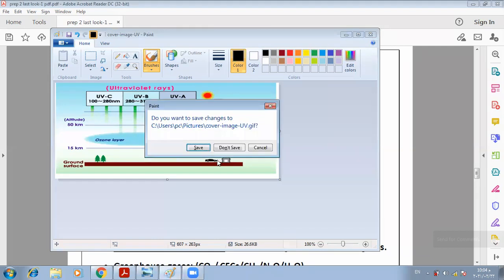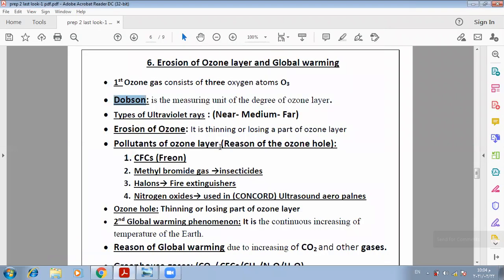Okay, let's continue. Erosion of ozone. Erosion is the title of the lesson actually. It is a thinning or losing part of the ozone layer. Does this erosion take place by itself? Of course not, there are reasons. There are pollutants that affect the ozone and lead to this hole.